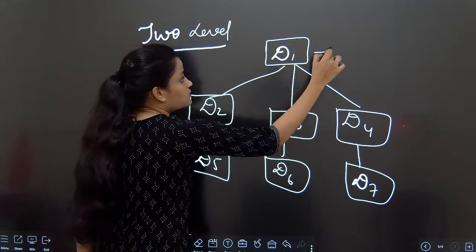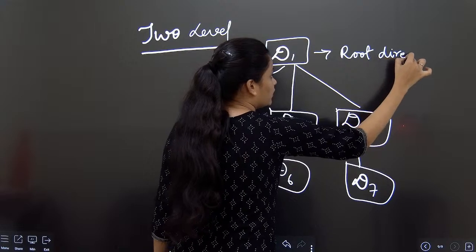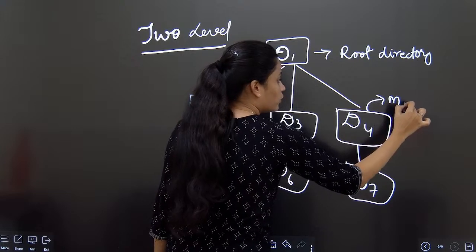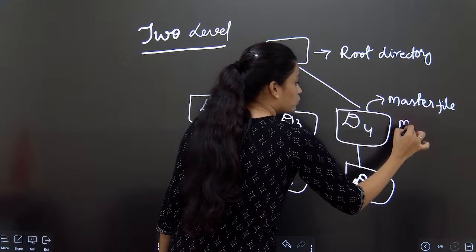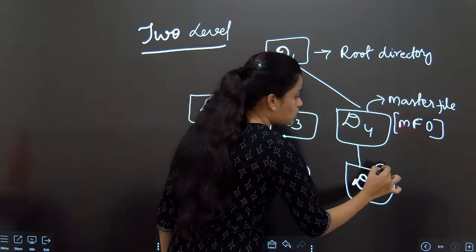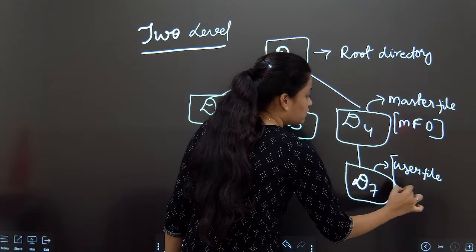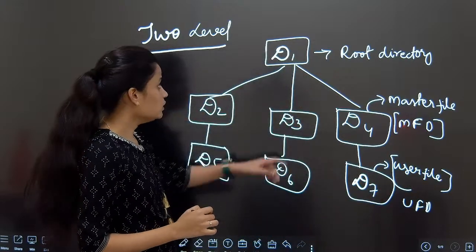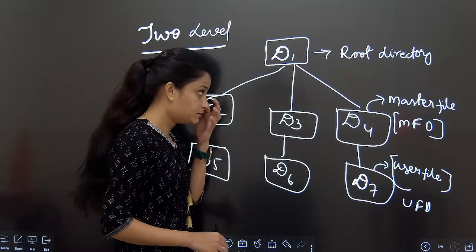So this is called the root directory, the root level directory. And this is called the master file directory, which we can also call MFD. And this is called the user level directories or user file directories, which we can also call UFD. Root directory, master file directory and user file directories.